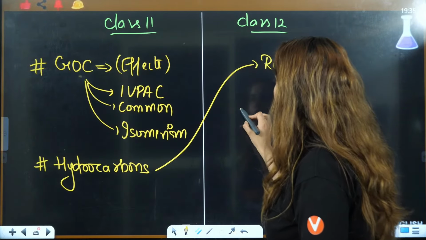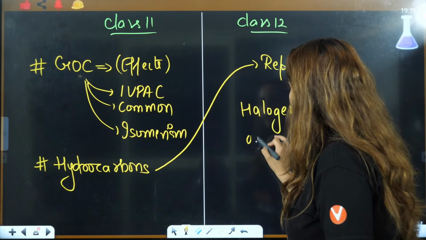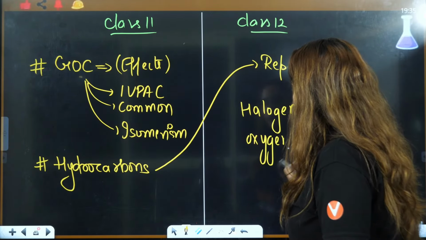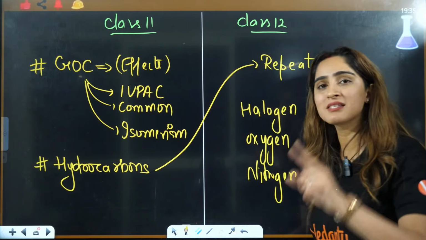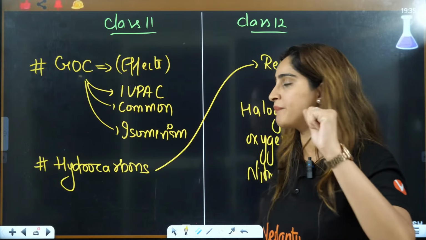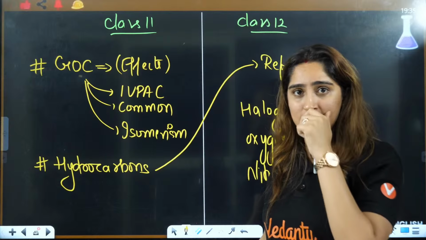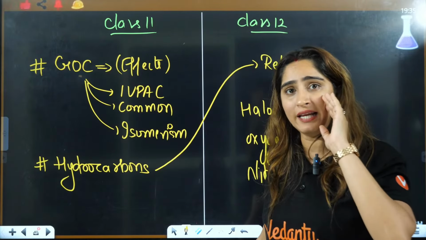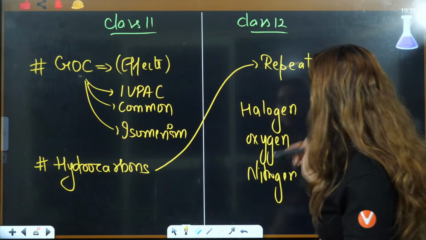Now, in class 12, you have halogen containing, you have oxygen containing, right? You have nitrogen containing. These three things. Halogen is haloalkanes, haloarenes, right? Oxygen is aldehyde, ketone, carboxylic acid, alcohol, phenol, ether. Then nitrogen is amines, amide. All of this you will study here.